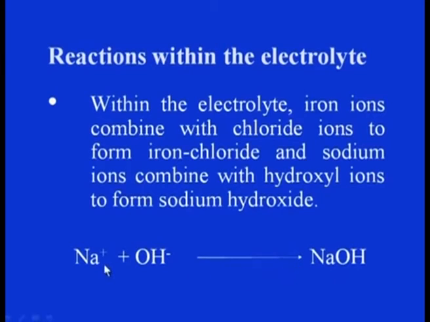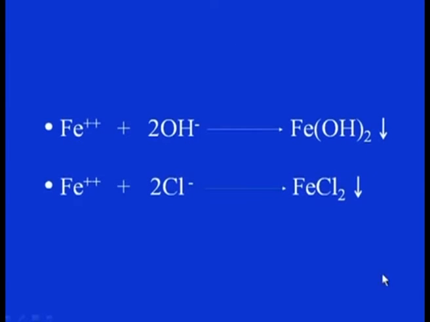Within the electrolyte, iron ions combine with chloride ions to form iron chloride, and sodium ions combine with hydroxyl ions to form sodium hydroxide. As we have seen already, sodium ions are positively charged, whereas hydroxyl ions are negatively charged. Therefore, they combine to form sodium hydroxide, and iron ions will combine with negatively charged hydroxyl ions to form ferric hydroxide, and they will get precipitated.